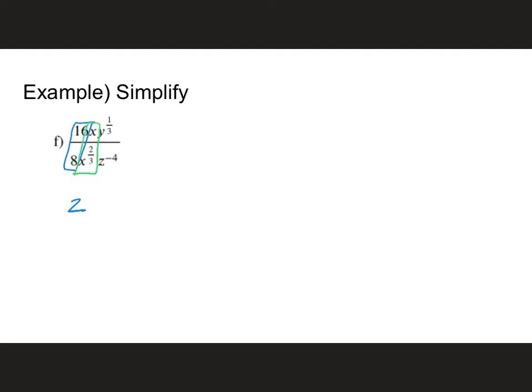Just remember that this is like x to the first over x to the 2/3 power, so I don't write the exponent of 1 there. And when I have a fraction and the base numbers are the same, that means I can subtract the exponents. So 1 minus 2/3. 1 minus 2/3 is 1/3, so this x simplifies down to give me x to the 1/3 power.